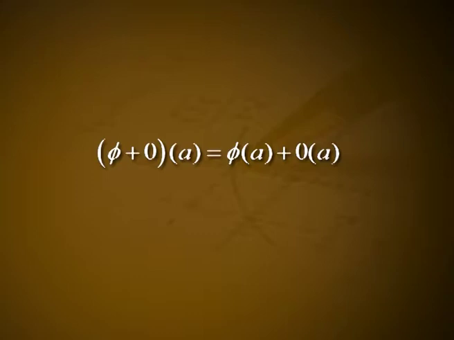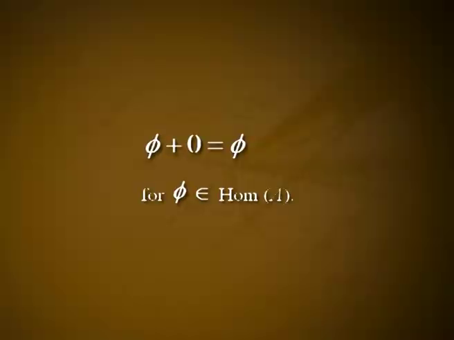4. If e is the identity of A, then the homomorphism 0 defined by 0(a) equals e for a belonging to A is an additive identity in hom A. This can be seen as follows. For phi belonging to hom A and a belonging to A, we have (phi plus 0)(a) is equal to phi(a) plus 0(a), which is equal to phi(a) plus e, which is equal to phi(a). Since phi belonging to hom A and a belonging to A are arbitrary elements, the above shows that phi plus 0 is equal to phi for phi belonging to hom A.